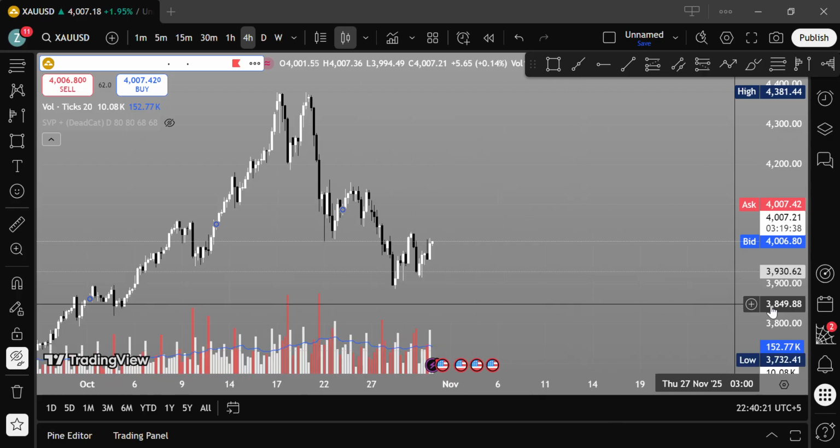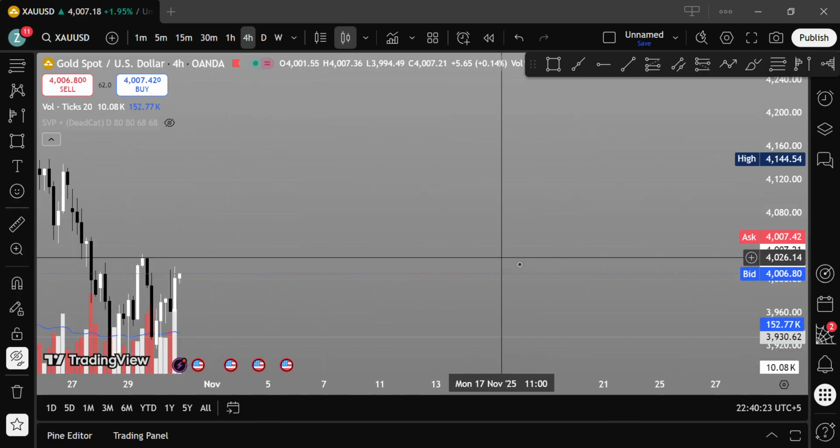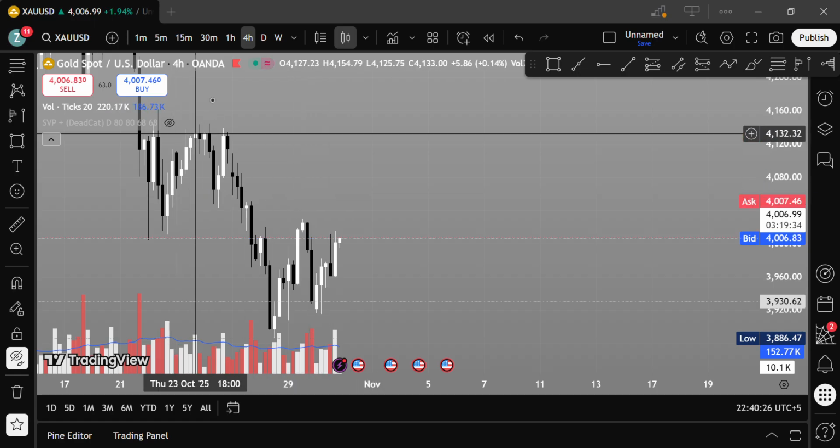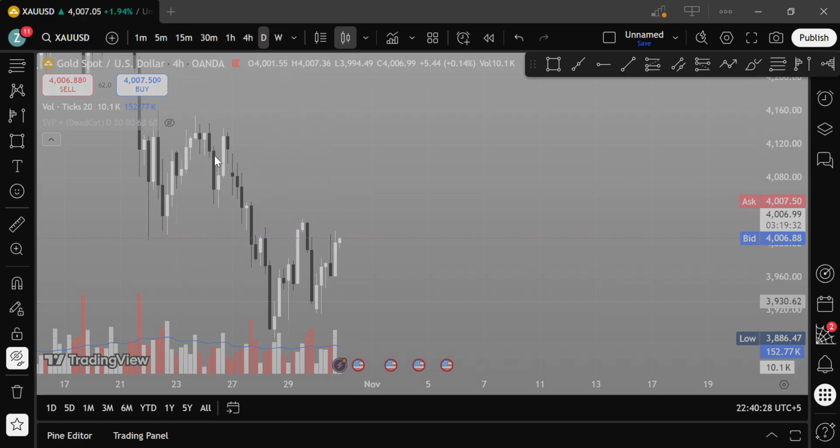But for that to happen, I would really want gold to pass this area from the daily. I don't want the 4-hour one, I want the daily one, because daily gives a lot more information.